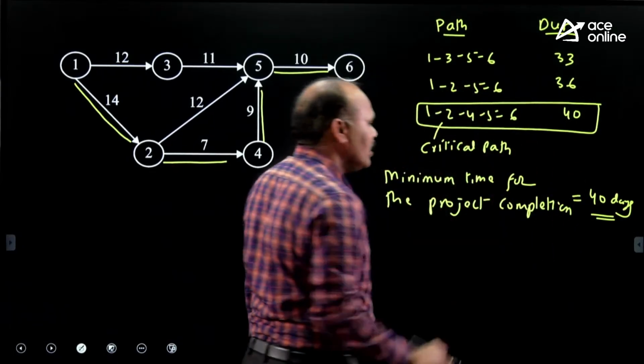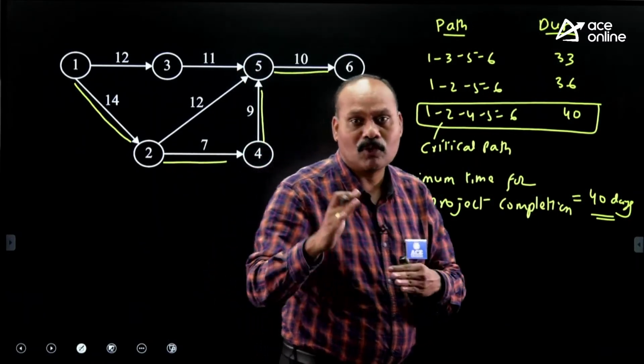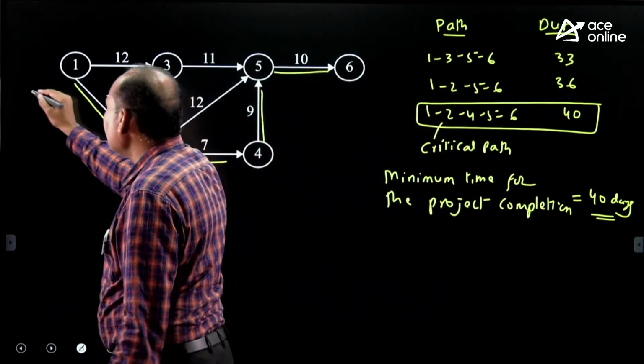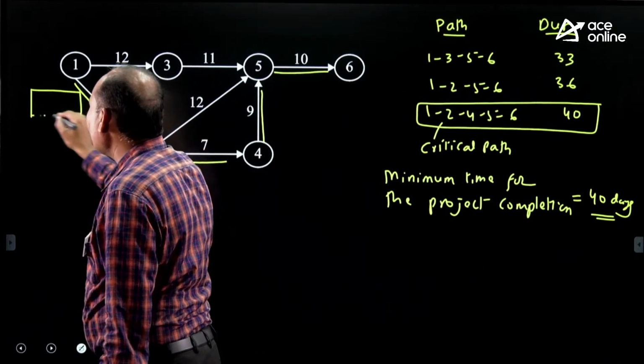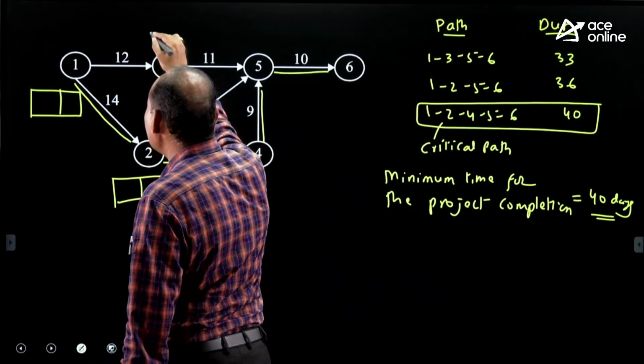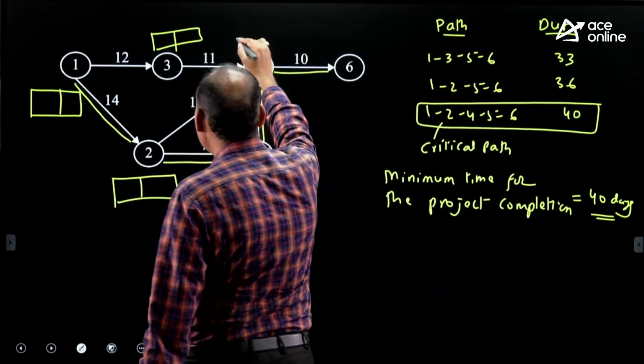Now let me prove how it is 40. Can't we take 33? Let me prove, and I am using the same diagram. For each event, I am just keeping two boxes. The first box is meant for the earliest value, the second box is meant for the latest value. At each event, I am just keeping two boxes like this.